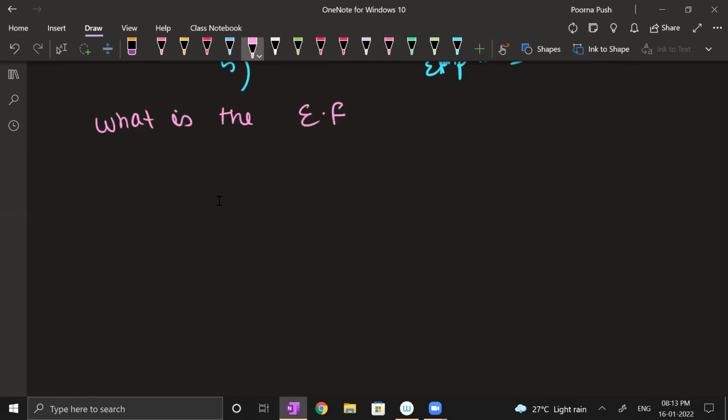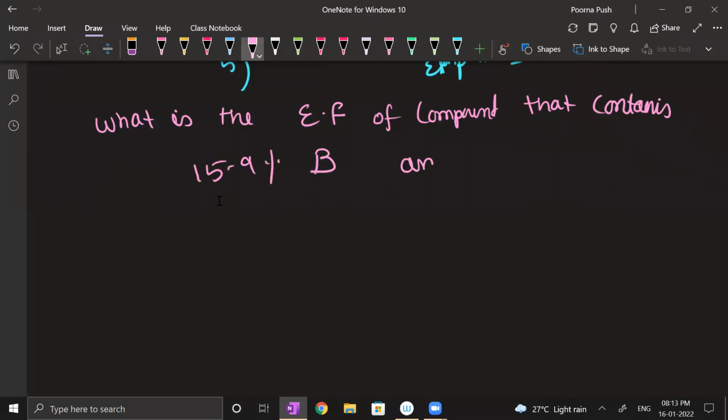What is the empirical formula of a compound that contains 15.9% of boron and 84.1% of fluorine? So this is a question. What is the first step? Find the number of moles. Very good.